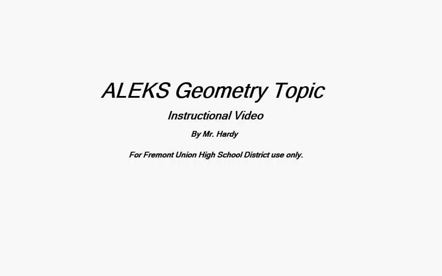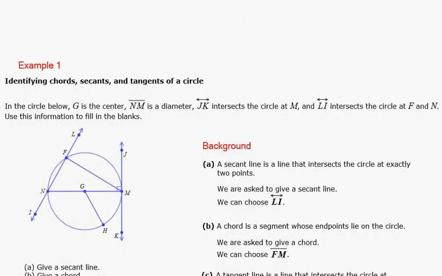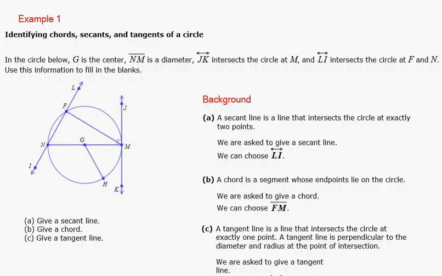In this video, what we're going to look at are learning the definitions of three things. They're called chords, secants, and tangents. And it's all related to a circle, so they're lines that are affected by a circle.